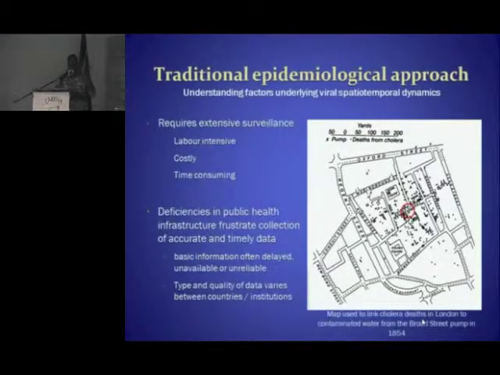Now, in order to understand those factors, you can use a traditional epidemiological approach. However, that requires extensive surveillance, and we heard from the previous talk that some of the types of data that we really need in order to be able to do this using a traditional approach are difficult to come by. Incidence rates, where are cases happening, how many cases are happening. And in our setting, often deficiencies in public health infrastructure can frustrate the collection of accurate and timely data. So it's difficult to get the type of data you need.